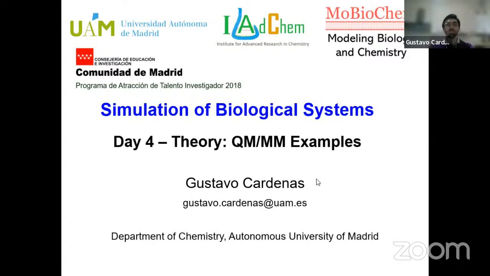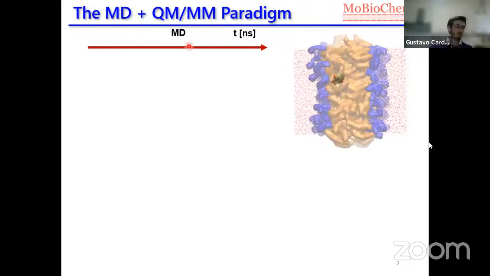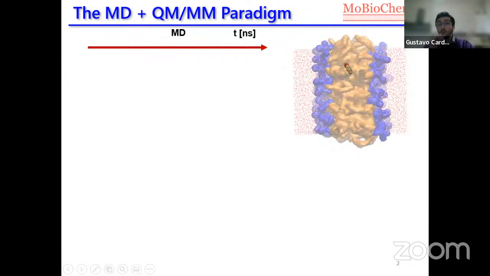At this point, I will start by introducing this kind of MD plus QMMM paradigm. Of course, MD stands for molecular dynamics, which you have already seen a lot so far. Suppose we already have our molecular dynamics simulation, like the one I showed here, and suppose that we have used a classical force field for carrying it out. Of course, we could also perform QMMM, but suppose that we want long time scales like nanoseconds or even microsecond time scales. So we have our trajectory. And now suppose that we are interested in some kind of ensemble property.